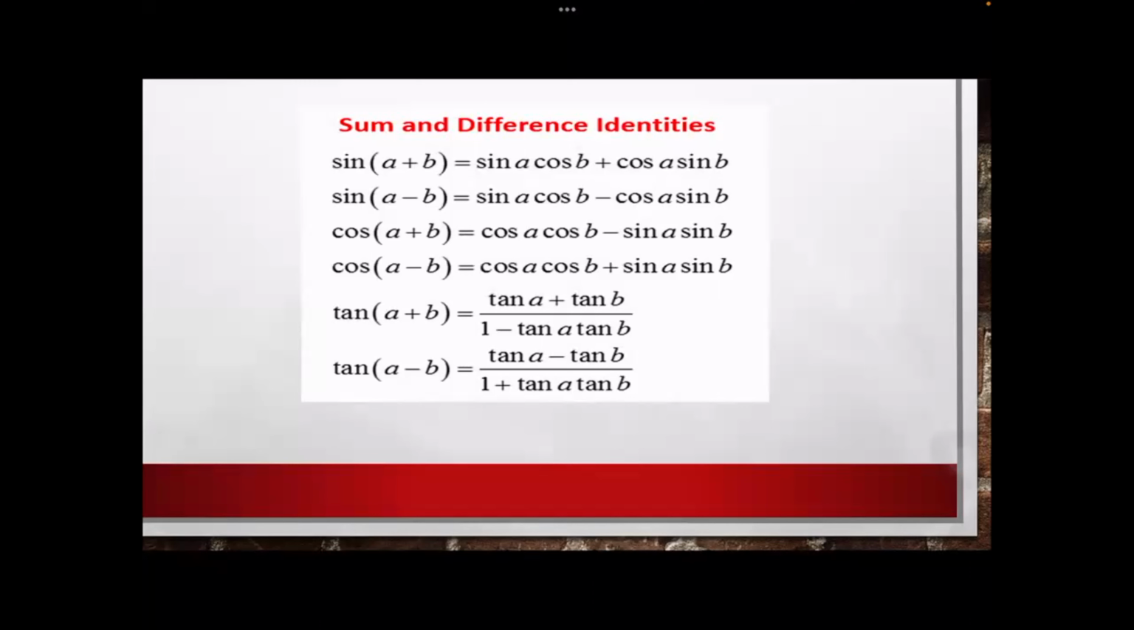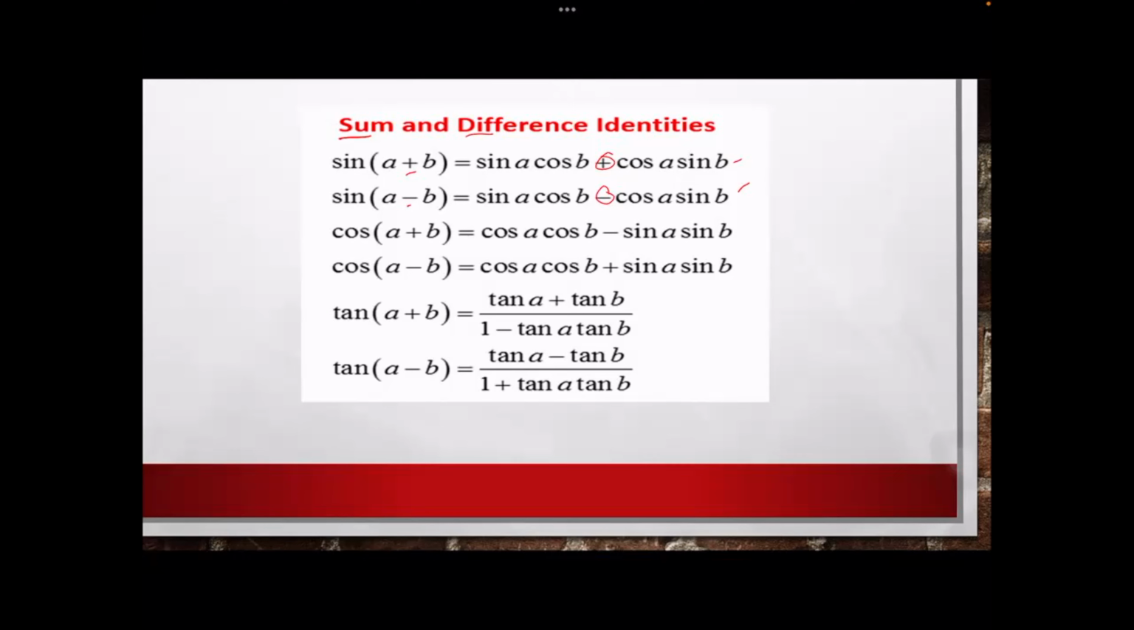So itong dalawang to, isang positive at saka isang negative kasi based on the given sum and difference identities. So itong dalawang to ay parehas, nakaiba lang sila sa sign. So kapag positive, positive. Kapag negative, it's negative.